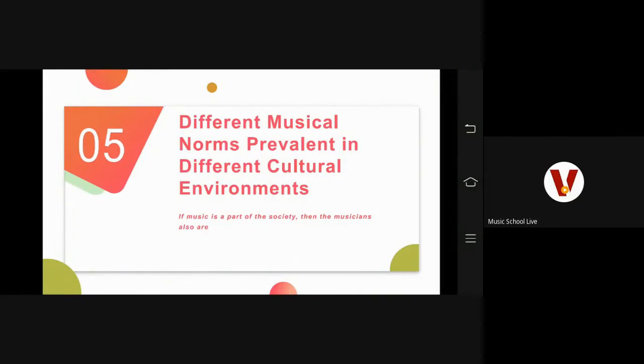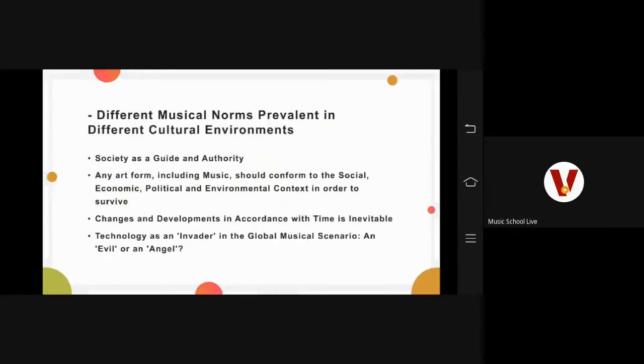Okay, so next topic: different musical norms prevalent in different cultural environments. If music is a part of society, the musicians also are. This is quite evident, quite obvious. Because I live in society, I compose music for society, and so I have to be influenced by society, which is quite obvious.